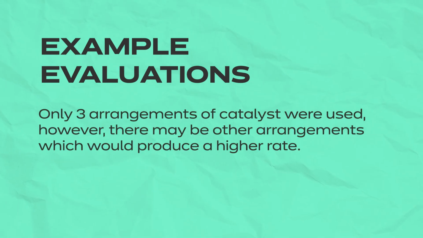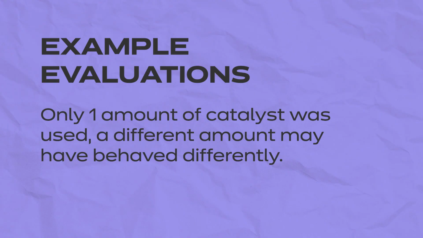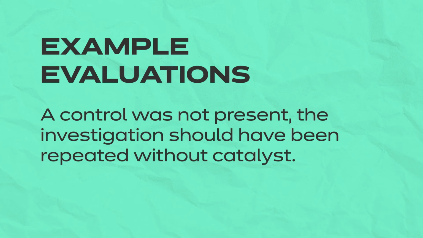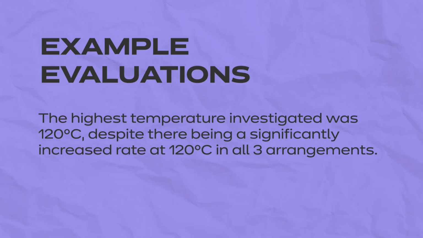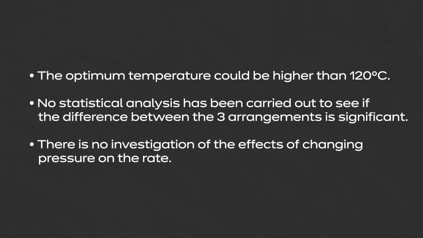Only 3 arrangements of catalyst were used. However, there may be other arrangements which would produce a higher rate. Only 1 amount of catalyst was used. A different amount may have behaved differently. A control was not present. The investigation should have been repeated without a catalyst. The highest temperature investigated was 120 degrees. Despite there being a significantly increased rate at 120 degrees in all 3 arrangements. More examples from the mark scheme can be seen on screen.